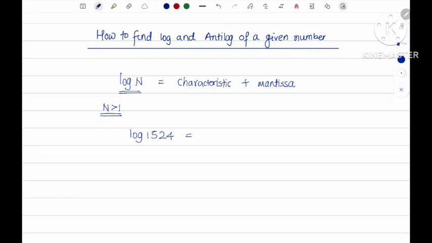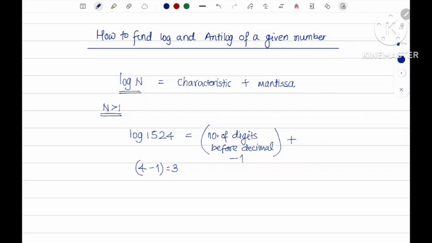Characteristic is basically equal to number of digits before decimal minus 1. This is characteristic. So what is the characteristic of 1524? How many number of digits are there? 1, 2, 3, 4. So 4 digits. 4 minus 1 is equal to 3. So characteristic is 3 plus mantissa.